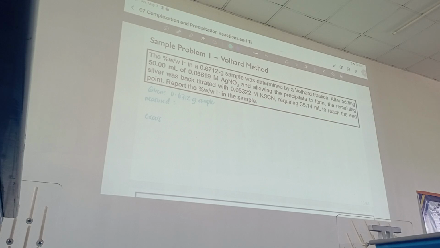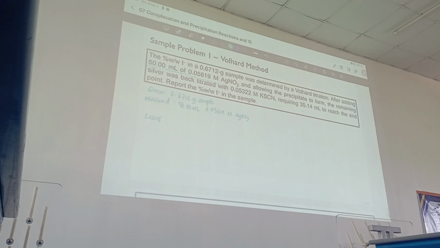Sa yung measure? 50. Okay, usually sa ganito, whole number ang volume sa inyong measure. So, isa lang whole volume na rin. 50. This will be your measure. 0.05 liters. Sorry. 50 ml. Then you have 0.05619 molar of AgNO3.